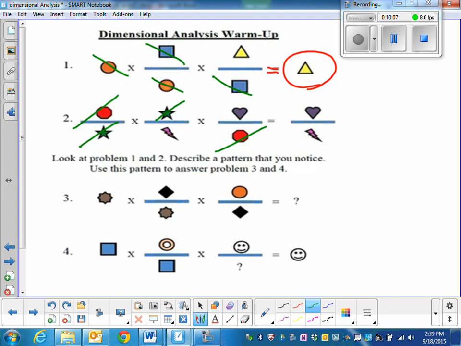So this is the idea of dimensional analysis, the problem type that we're going to get into. You cancel things that are in the numerator, units. What do you cancel? Units that are in the numerator with the units in the denominator. So now we are going to go to this worksheet that you had.